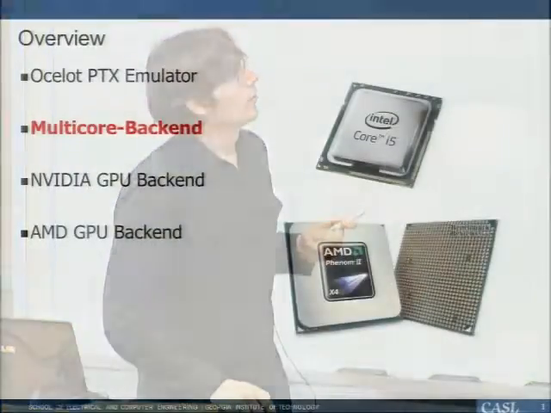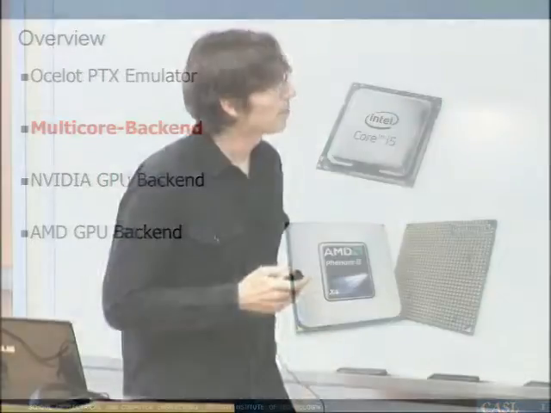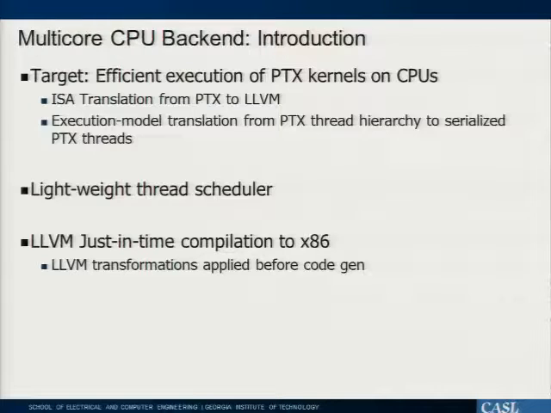Now we'll discuss some of the additional backends. That was the emulator. We have a multi-core CPU backend, NVIDIA GPU backend, and AMD. The goal for the multi-core CPU backend was to achieve portability by executing CUDA kernels as efficiently as possible on multi-core CPUs. Our implementation uses LLVM. We did instruction set translation from PTX to LLVM, and then execution model translation that takes this very large thread hierarchy with lots of expressed parallelism and maps it onto a smaller number of worker threads.